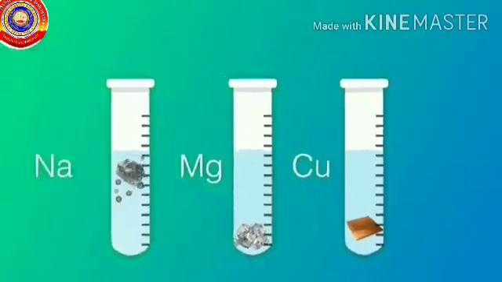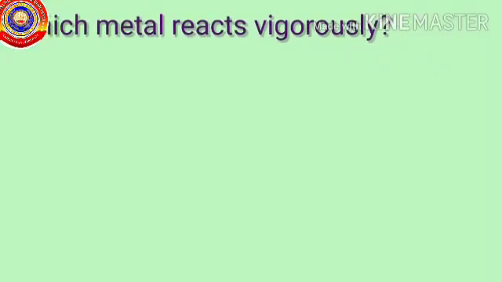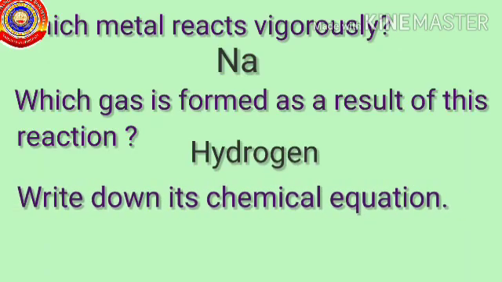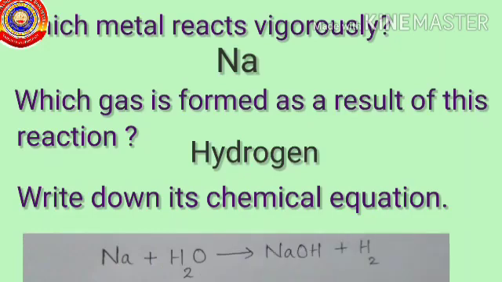In these test tubes, which metal reacts vigorously? Sodium. Which gas is formed as a result of this reaction? Hydrogen. Now, what is the chemical equation? Na plus H2O gives NaOH plus H2.